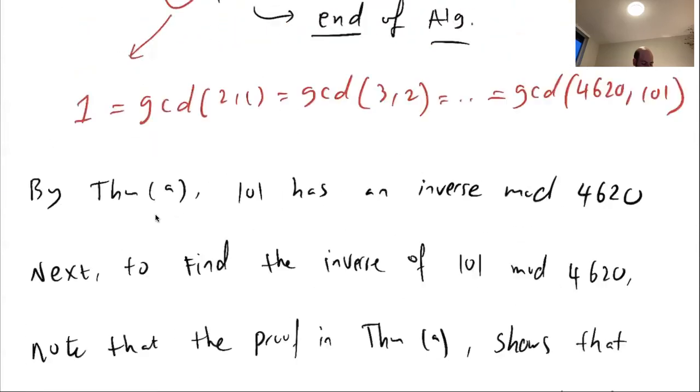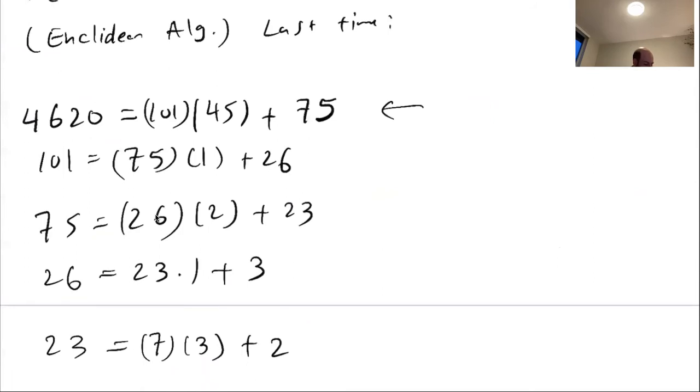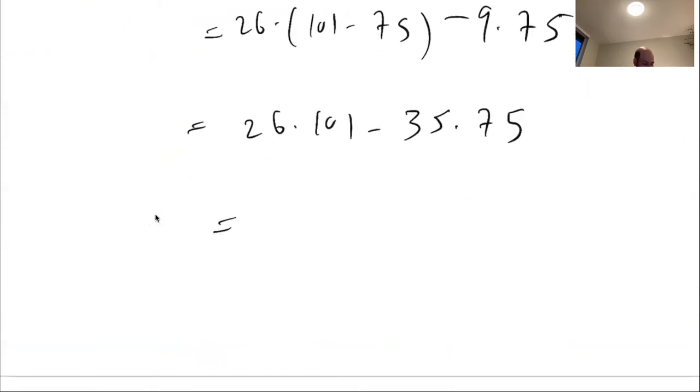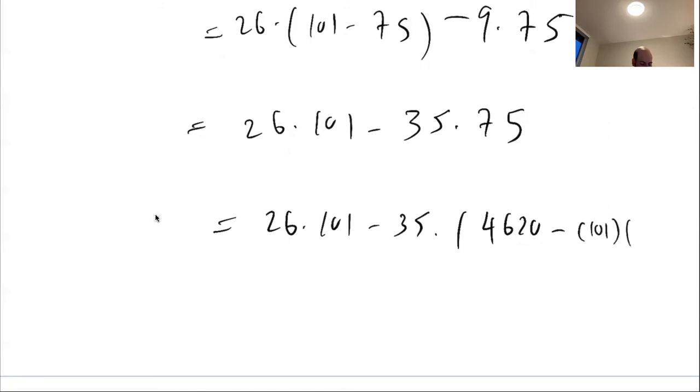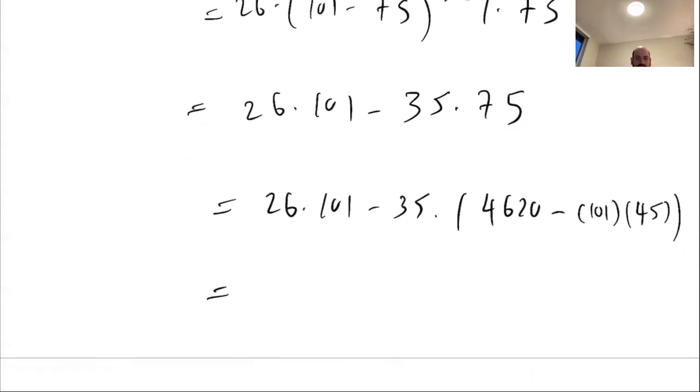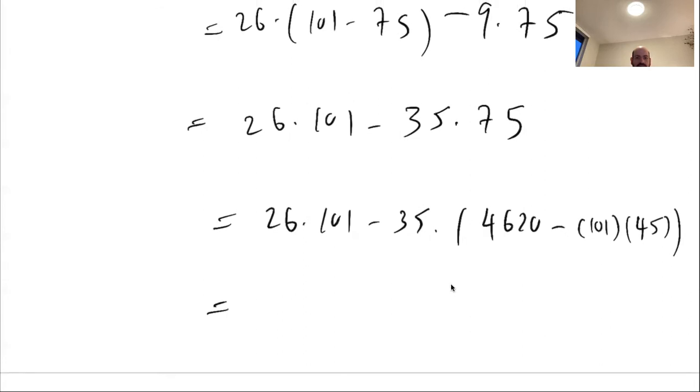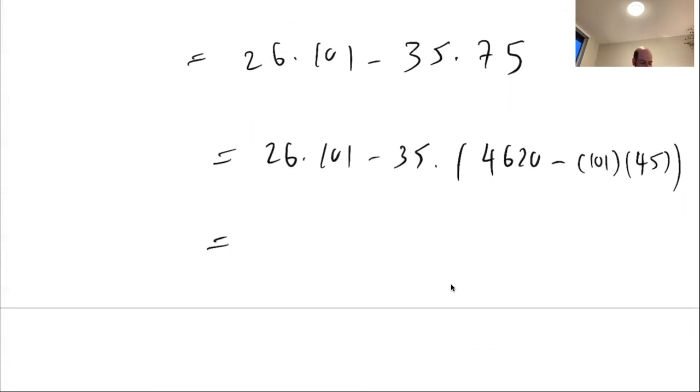And then last step, 75 could be written as, I'm here now, 4,620 minus 101 times 45, which can be written as, now this one we can write it as 1,601 times 101 minus 35 times 4,620.